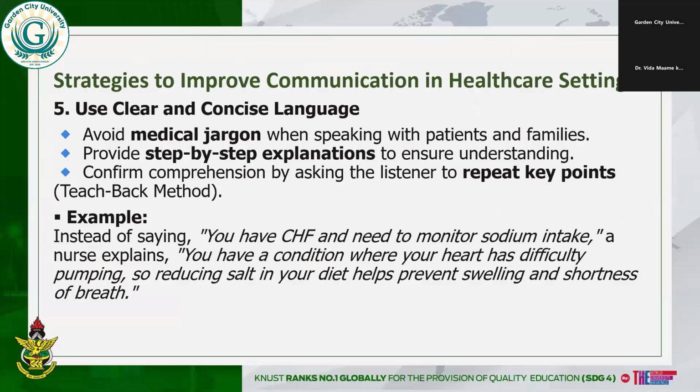Use clear and concise language. Be concise. Vague language is not good. The patient or the relative will not understand your medical terms, so avoid medical jargon when speaking with patients and families. Provide step-by-step explanations. Don't say we are overloaded, we have so many patients, so we don't have time. That will not help. So what are some of the communication skills you can use to solve all these problems? Provide step-by-step explanations. Don't be hurried, to ensure understanding.